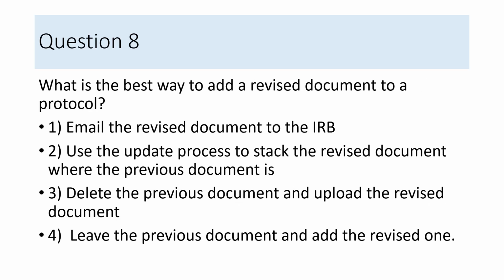And here's a question. What is the best way to add a revised document to a protocol? Choice 1, email the revised document to the IRB. Choice 2, use the update process to stack the revised document where the previous document is. Choice 3, delete the previous document and upload the revised document. Or choice 4, leave the previous document and add the revised one.